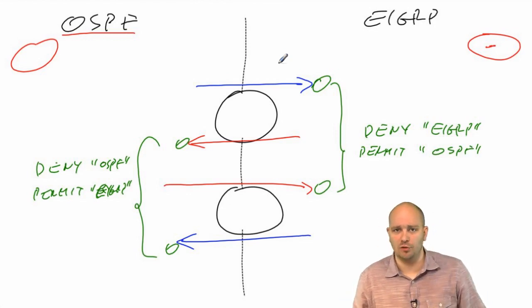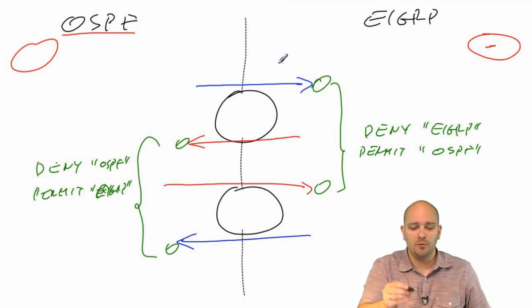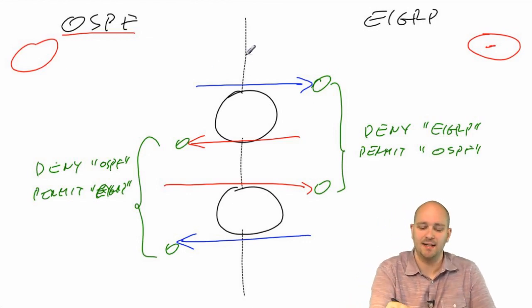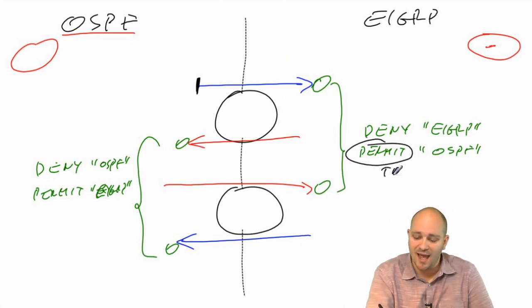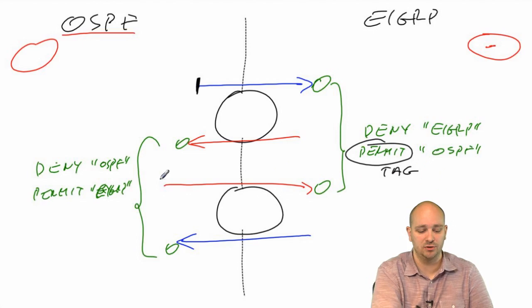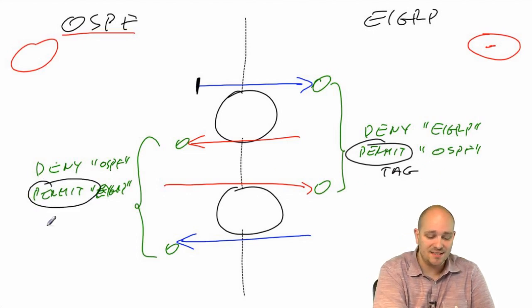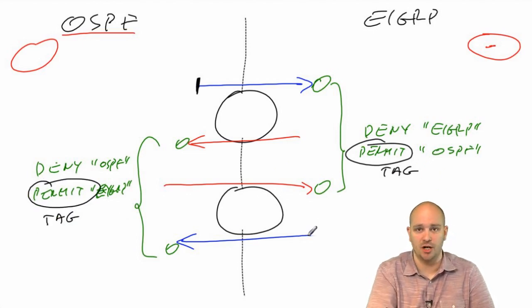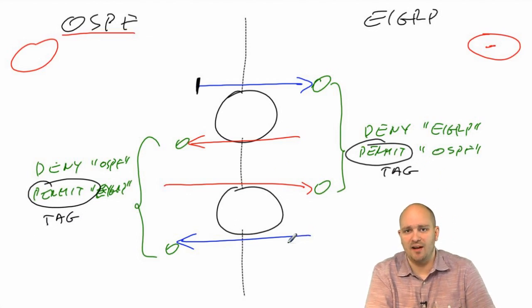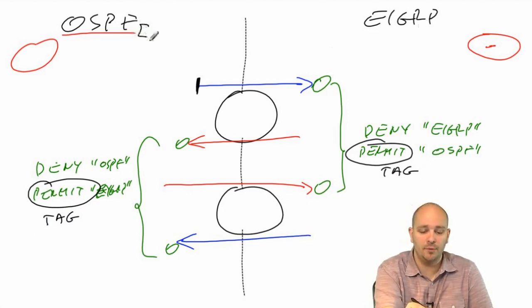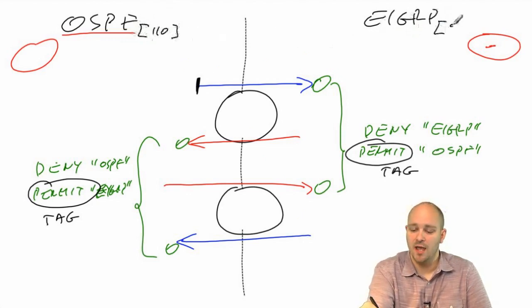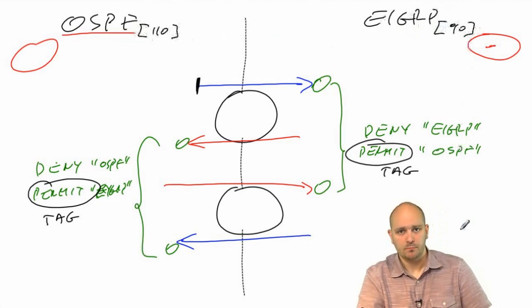So how do we solve this using route tags? Well, what we can do here is we can decide that when we redistribute these routes, instead of simply permitting OSPF routes, let's tag these routes as OSPF routes. And on this side here, let's tag them as EIGRP routes. So which tag values can you use? Well, you can use 1 and 2 here, or you can be a little bit more pragmatic and use, for example, route tag 110 here and route tag 90 here.